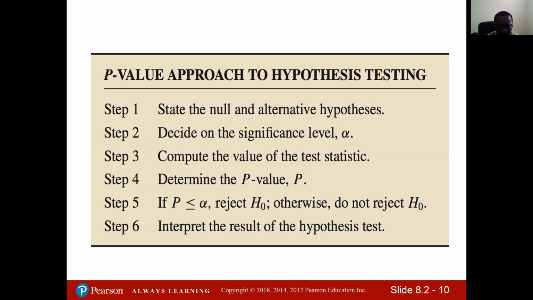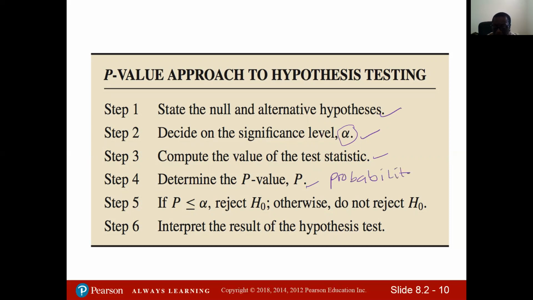Now, for each test, the first thing is that you state your null and alternative hypothesis. You have to decide on the significance level, which is the alpha. You compute your test statistic, which in this case is the z test statistic. And then you calculate your p-value. The p-value is a probability.